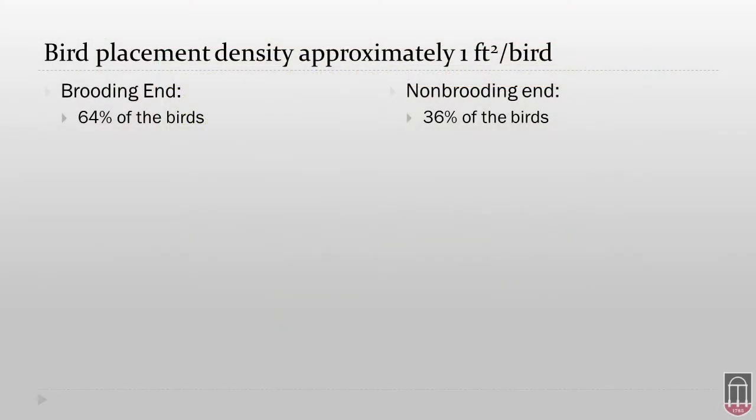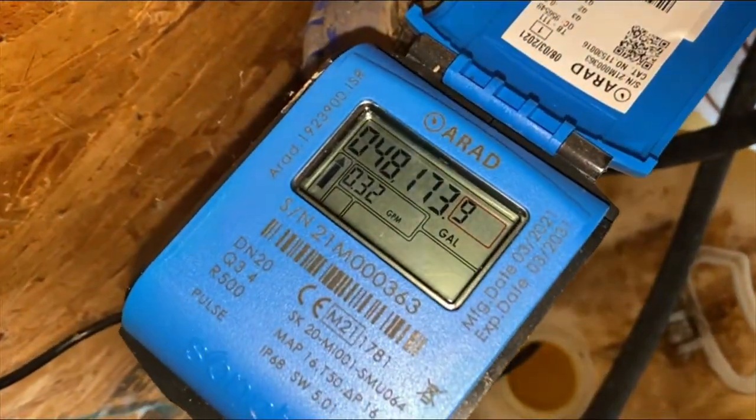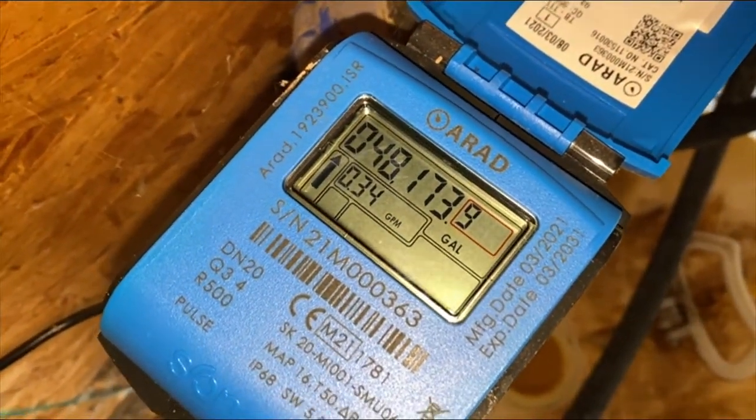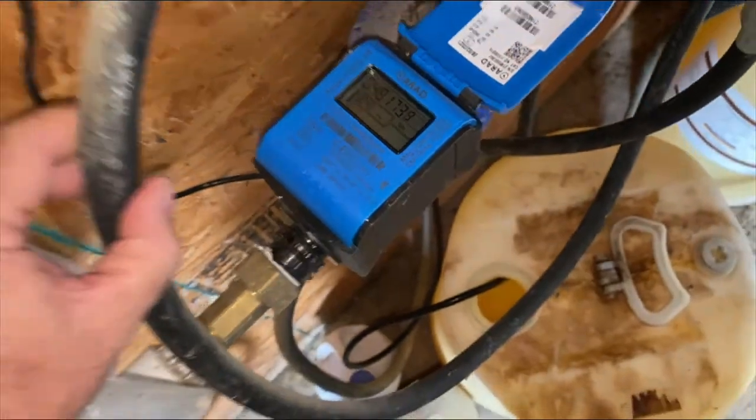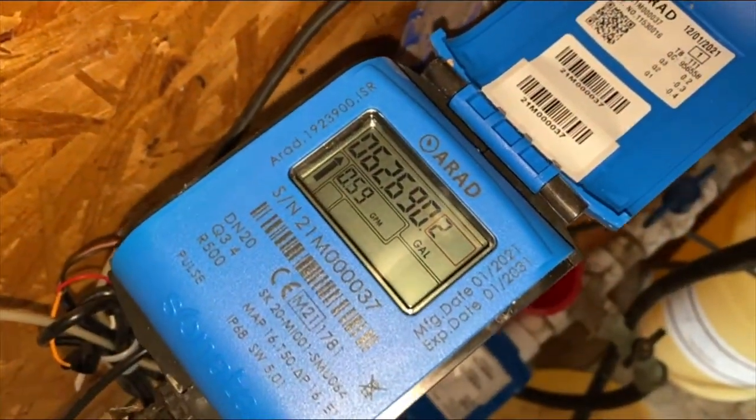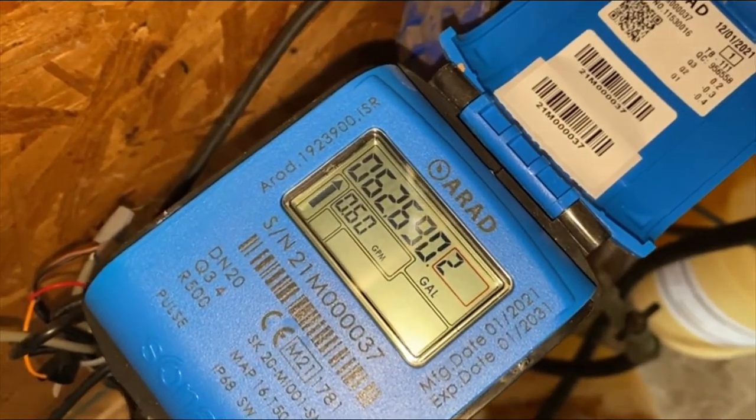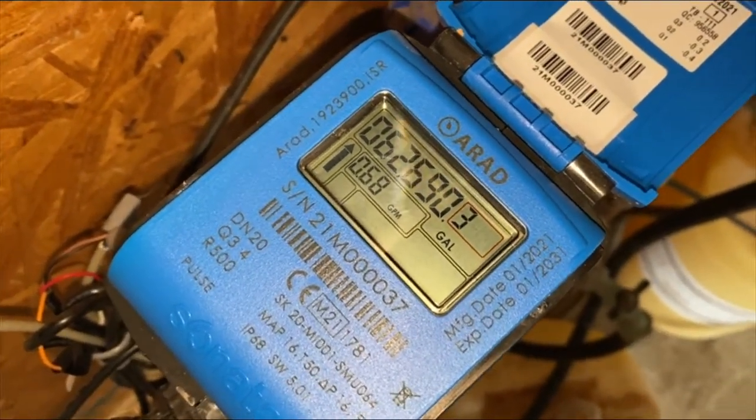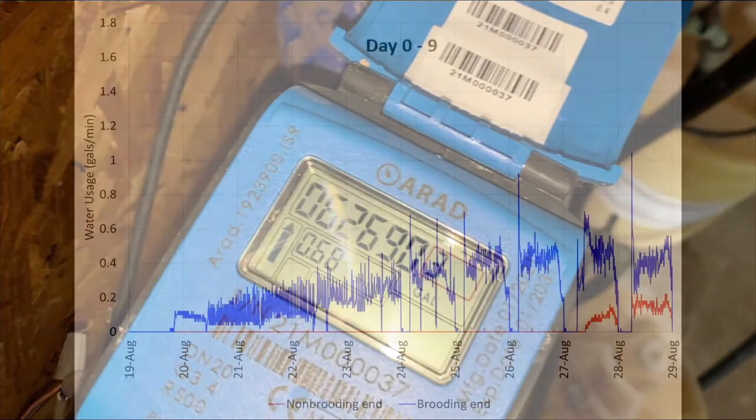The birds were placed at approximately a square foot per bird, and we do some simple math based on the water consumption. We can pretty much say that 64% of the birds are on the brooding end and only 36% of the birds are on the non-brooding end. Twice the number of birds on the brooding end as the non-brooding end. We have water meters here that show us the flow rate at this point in time, and we're looking at on the brooding end 0.6, on the non-brooding end about 0.34 gallons per minute.